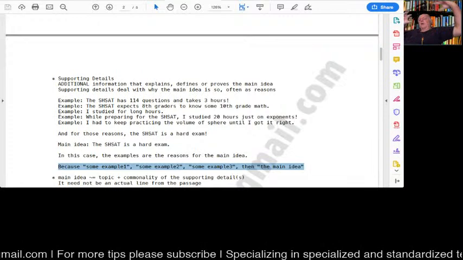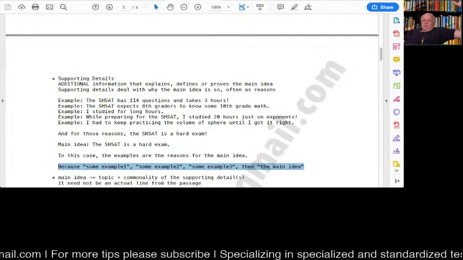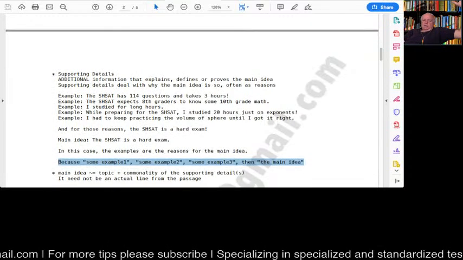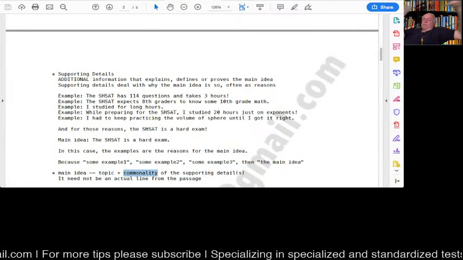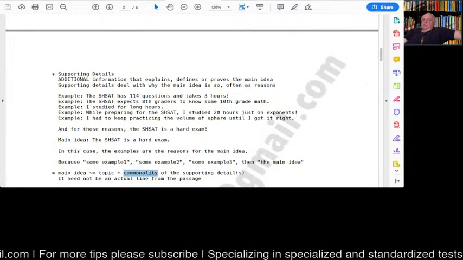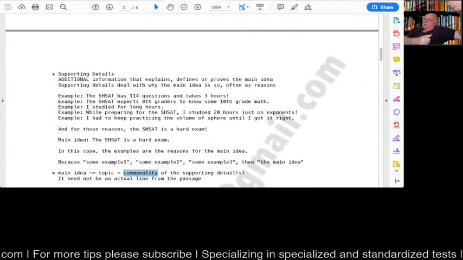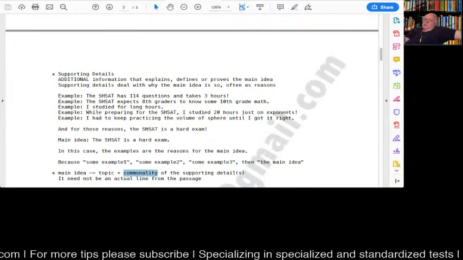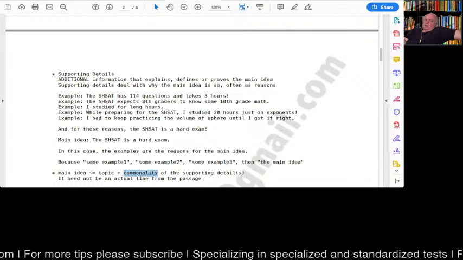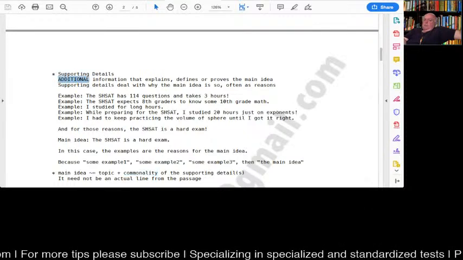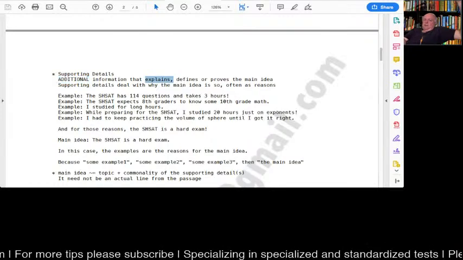If we back off for a second and try to create an algorithm or a mathematical explanation of what the main idea is, it's the topic, right, plus the composite of all the supporting details. It turns out some details in the passage are not supporting details. They're just miscellaneous details. So we want to take the topic plus the other stuff. If you tie back into this over here, where it talks about the additional information, it's not all the additional information, it's the ones that do the explanation, the defining, and the proof.